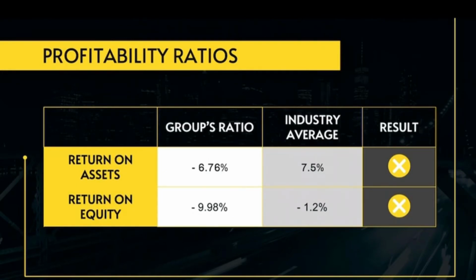The last one is return on equity. From the above calculation, the industry average has higher profitability than the group. The industry average has a ratio of negative 1.2% as compared to the group's negative 9.98%. It also shows a bad result. For profitability ratio, all the ratios have a bad result.